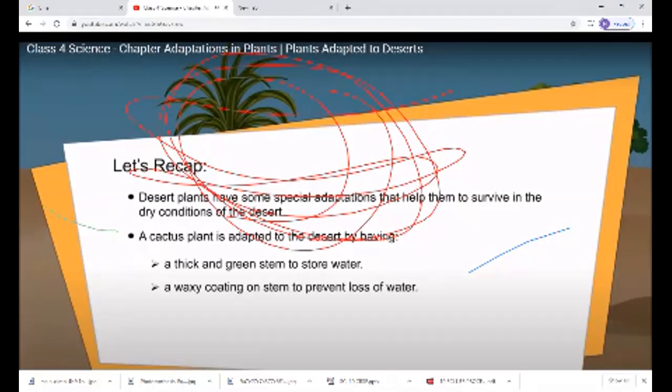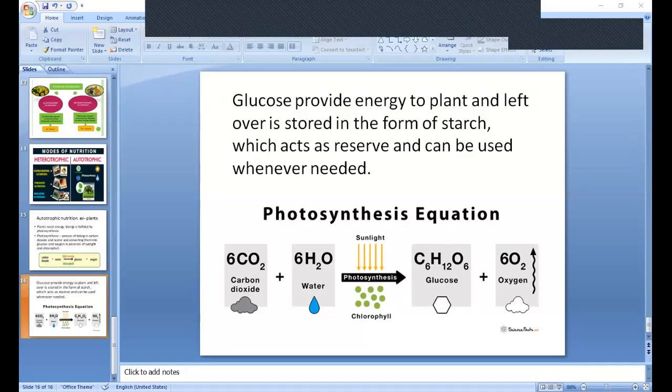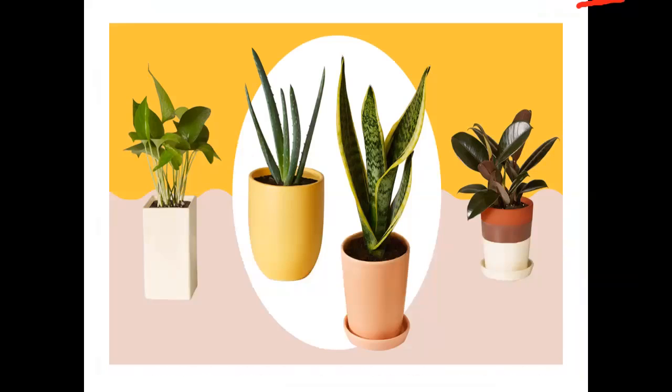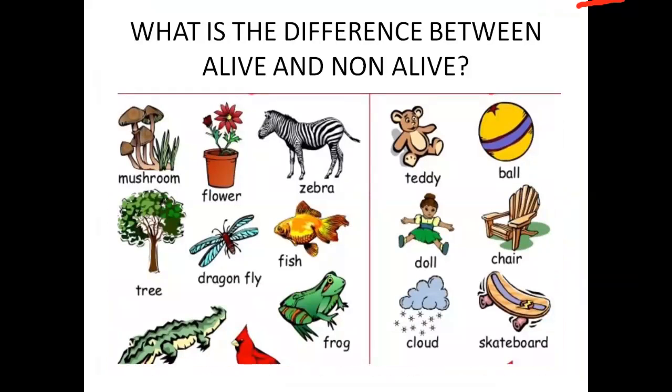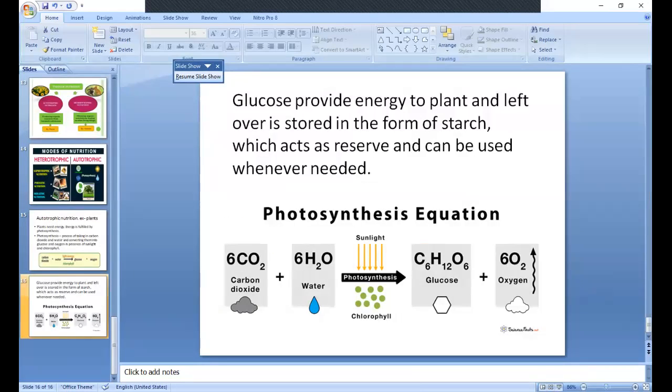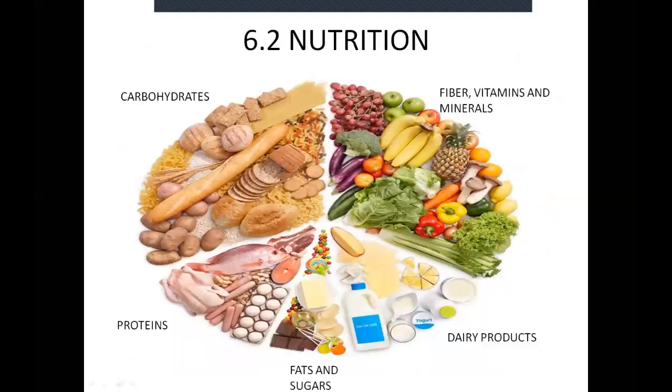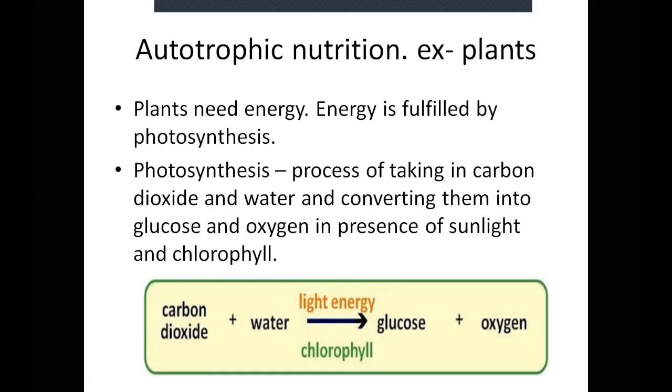So now tell me, we have learned diffusion, right? So where does diffusion take place in plants? Tell me. Ma'am, by roots. Ma'am, leaves. Yes, in green leaves specifically. Yes, ma'am.